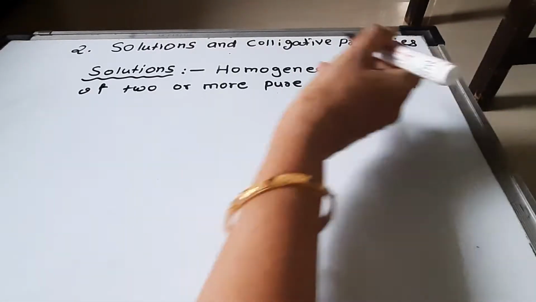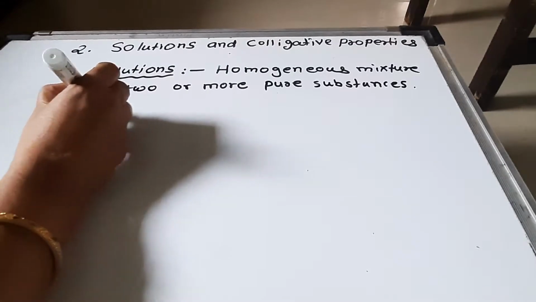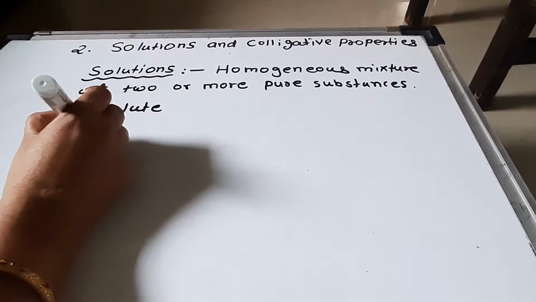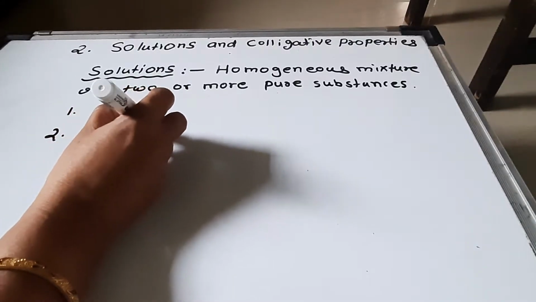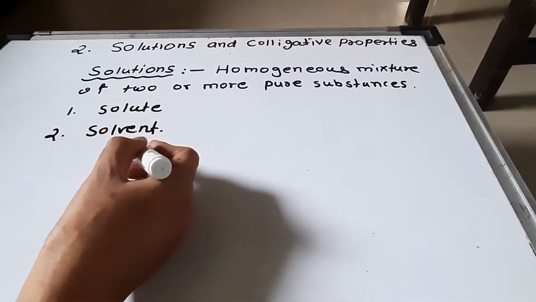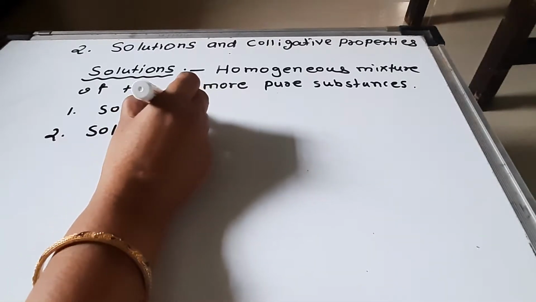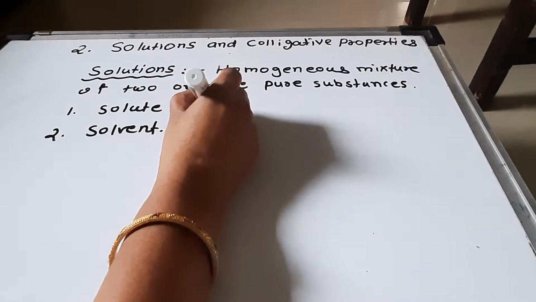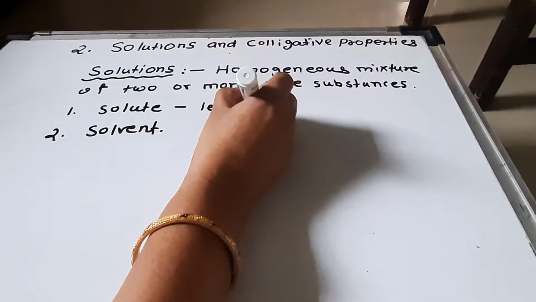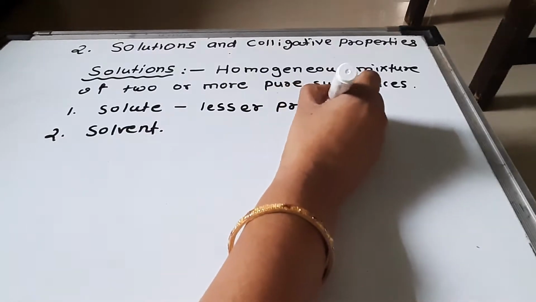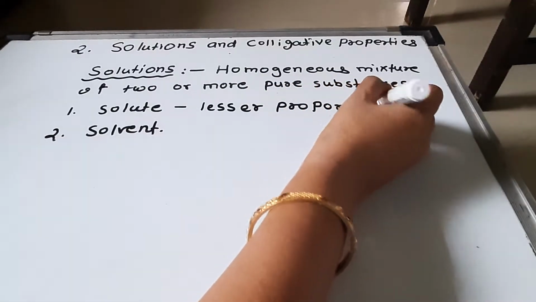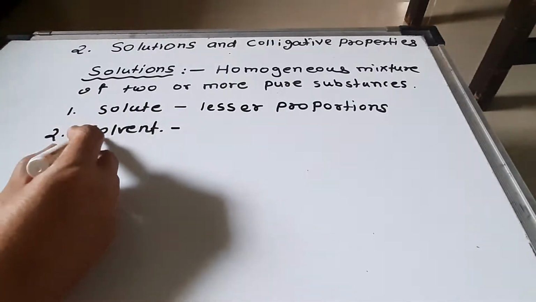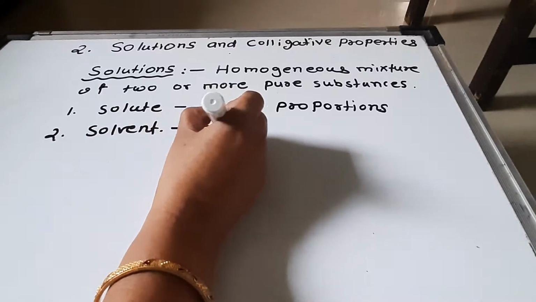It contains two components. First is solute and second one is solvent. So what do you mean by solute and solvent? Solute is the part of a solution which is used in lesser proportion, and solvent is the part of a solution which is used in larger proportion.